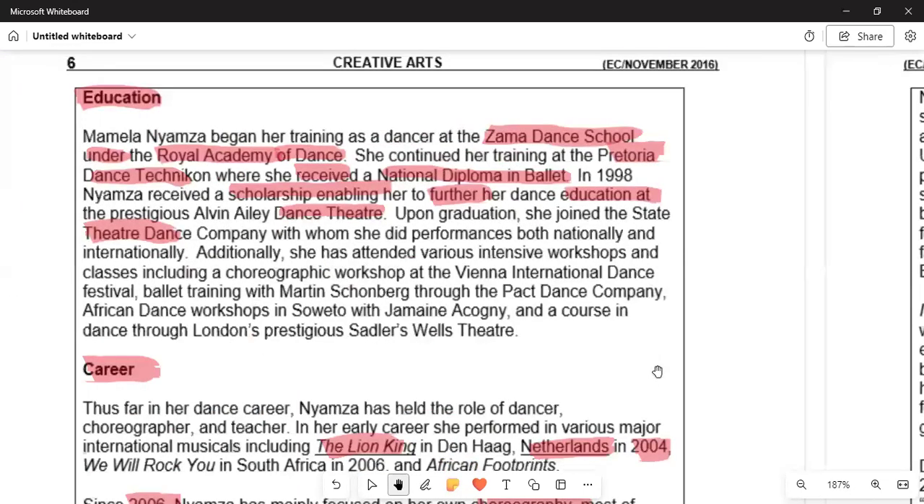If ever we are moving on again, we can see the education. She had training as a dancer at the Zama Dance School under the Royal Academy of Dance. She continued her training at the Pretoria Dance Technikon, where she received a national diploma in ballet in 1998. Nyamza further had dance education at the prestigious NAPAC Dance Theatre and the State Theatre Dance Company, with whom she did performances both nationally and attended various intensive workshops and classes, including a choreography workshop in Vienna International Dance Festival, ballet training with Martin Schwabe through the PACT Dance Company, African dance workshops in Soweto, and dance through London's prestigious Sadler's Wells Theatre.